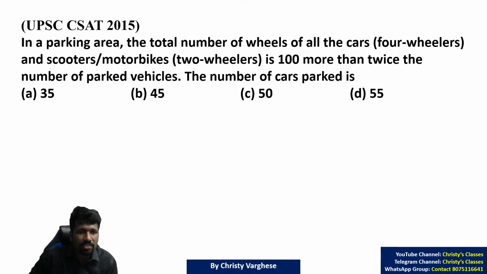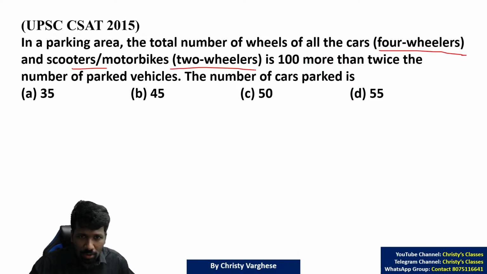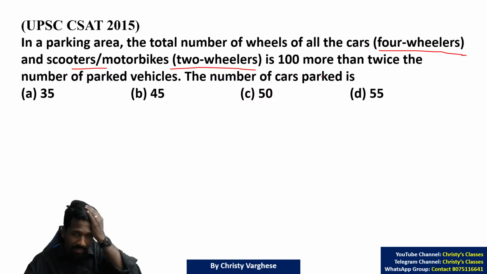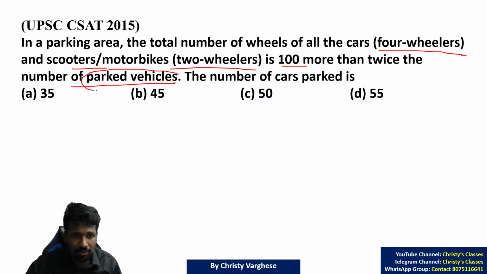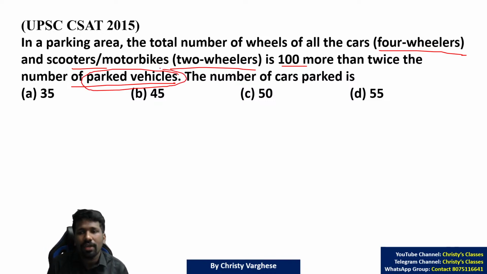Some of you got an answer for this question, so I will explain. In a parking area, the total number of wheels of all the cars, cars meaning four-wheelers with four wheels, and scooters or motorbikes, which are two-wheelers with two wheels, is 100 more than twice the number of parked vehicles. Let me clarify the question. Number of parked vehicles means four-wheelers plus two-wheelers.